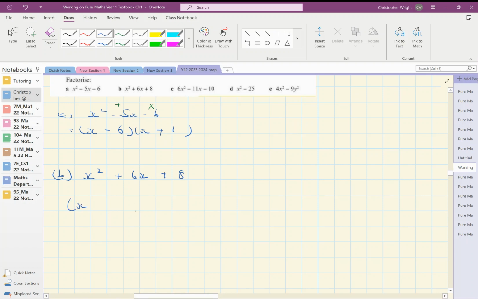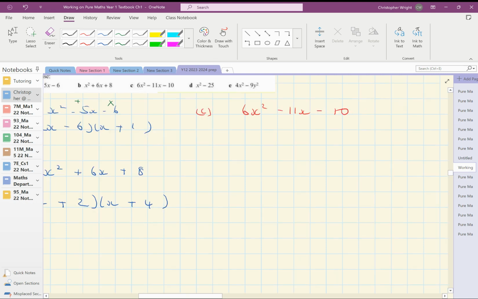Again, the product of two brackets. I'm going to multiply to 8 and add to 6. They're going to be positive, and in this case it's going to be 2 and 4. And again, I'll just have a quick look to check that that works. Part C. Right, now, this time I've got 6x squared minus 11x minus 10.